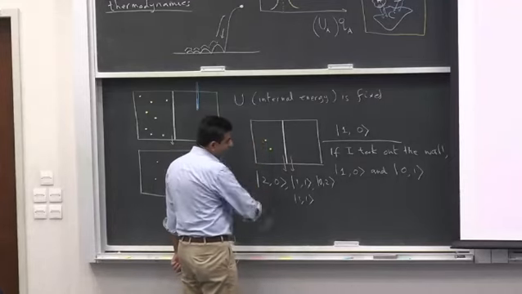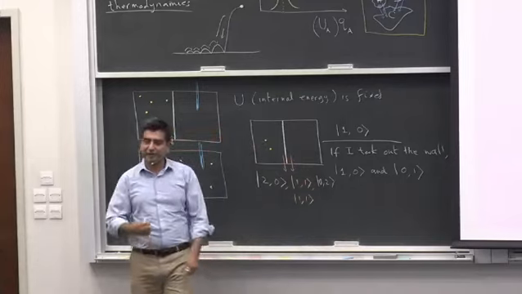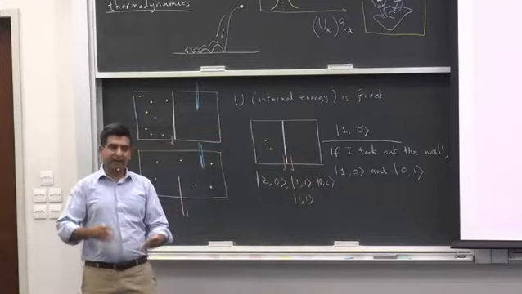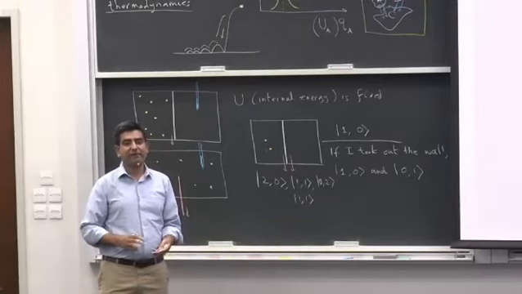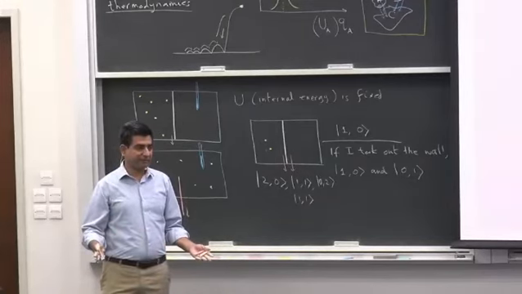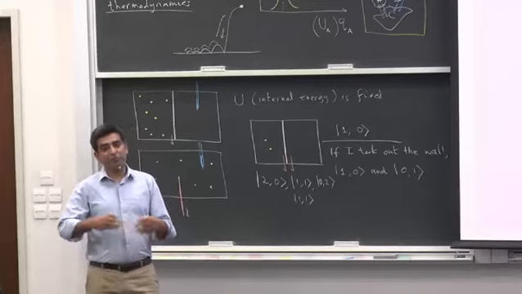Okay? So I have 4 configurations. With 2 molecules I have 4 configurations. With 3 I will have 8. With 4 I will have 16. With n molecules I will have 2^n configurations. So the multiplicity is going up.